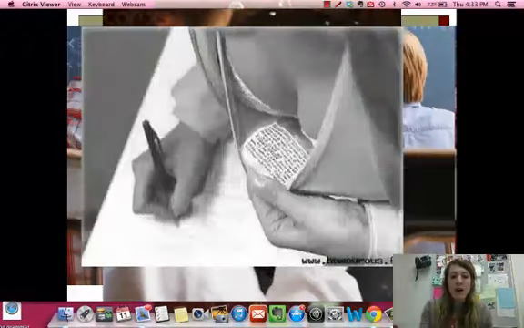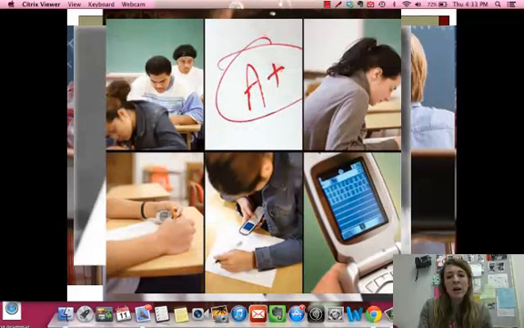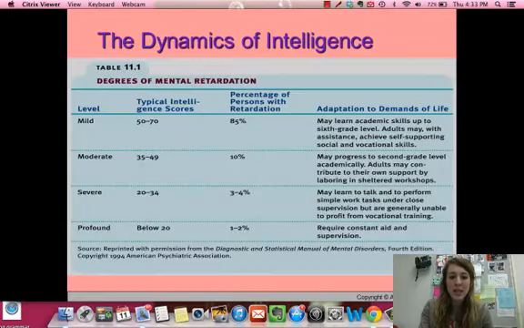These are just pictures I found, different cheating examples that I thought were interesting. We can talk more about this and cheating in class.